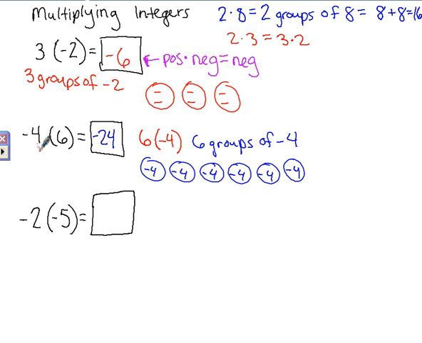If we look down here, we can see that we had a negative times a positive, and that was also a negative for this problem here. As we look down here, we have a negative times a negative, and we have to decide what that will be. There's a couple ways to think about this.